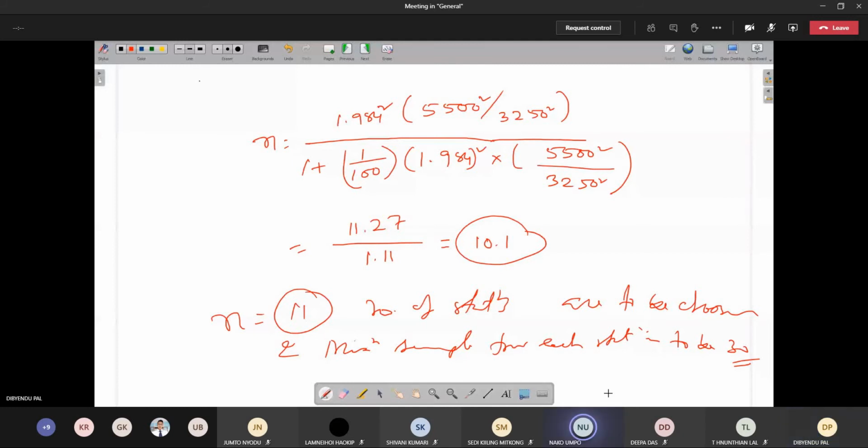Yeah. Sir, this second line. What is the second line? Minimum sample like that, you have written something like each station is to be 30. Minimum sample from each station is to be 30.